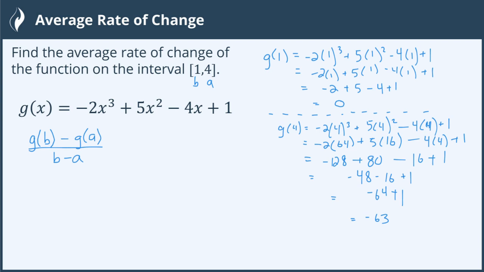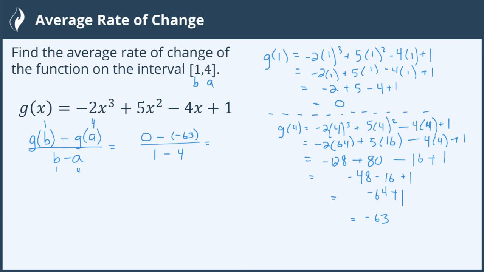So I've done all the heavy lifting. I figured out g of 1, I figured out g of 4. So let's go ahead and plug that in. Let's remind ourselves that b is 1, a is 4, and so I'm going to have a 1 and a 4 here too. So let's plug everything into this equation. g of 1 was 0, and I'm going to subtract that from g of 4, which was -63. Be careful with your signs. And then I'm going to divide that by b, which is 1, minus 4, which was a.